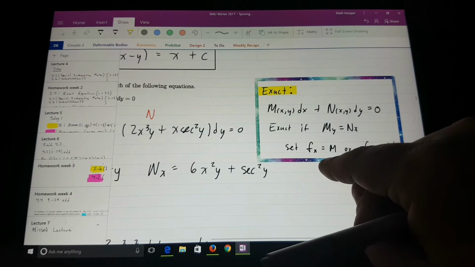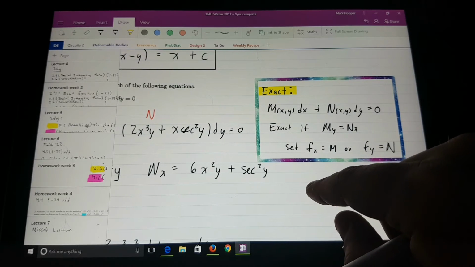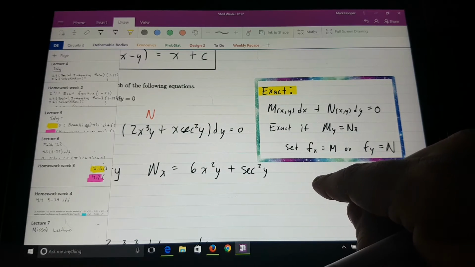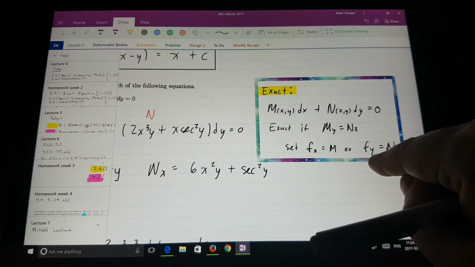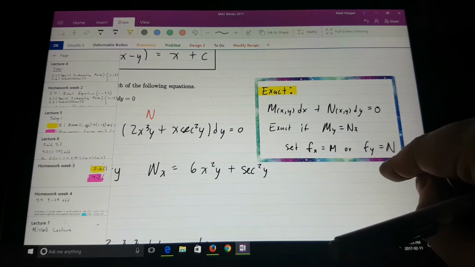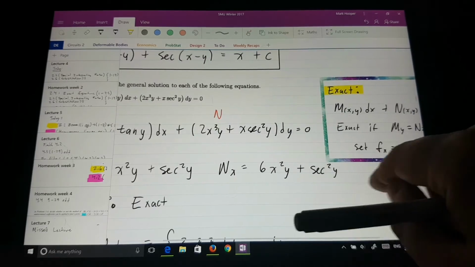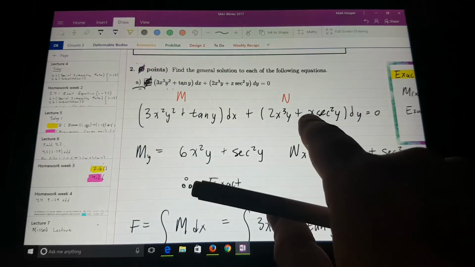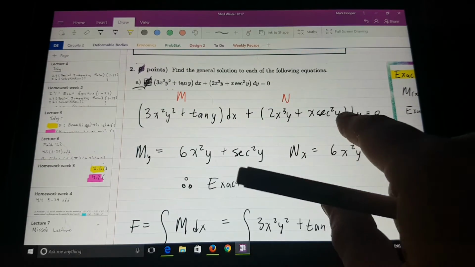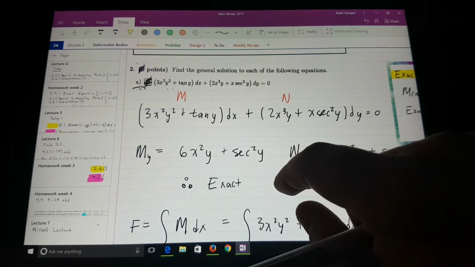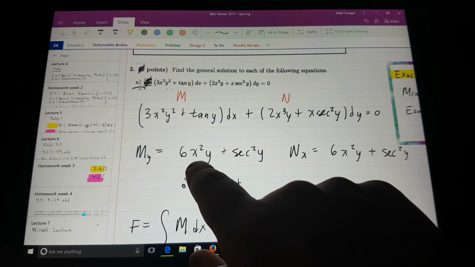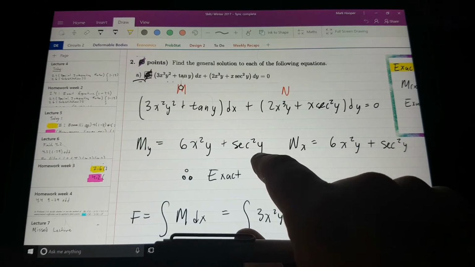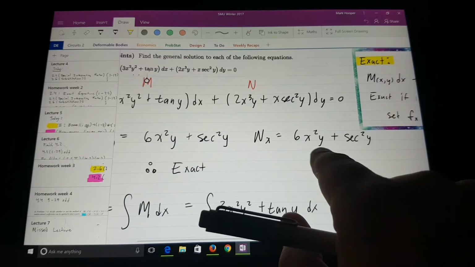Basically you're going to say my main function, the original function, if I took the derivative with respect to x, I'm going to get m. Or if I take the derivative with respect to y, I'm going to get n, right? So then I can exploit this exact thing. Now this particular one is exact, I know that already. So let's say this is m, this is n. M is the one multiplying dx, n is the dy, if you want to keep the terminology straight. So that 2 comes down, multiplies the 6, and this is secant squared y, because that's just a function of y, and lo and behold, they're the same thing.